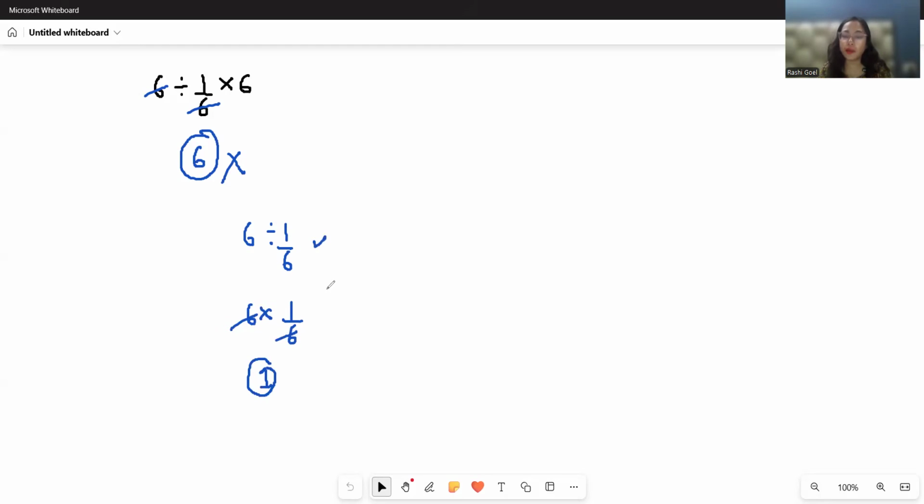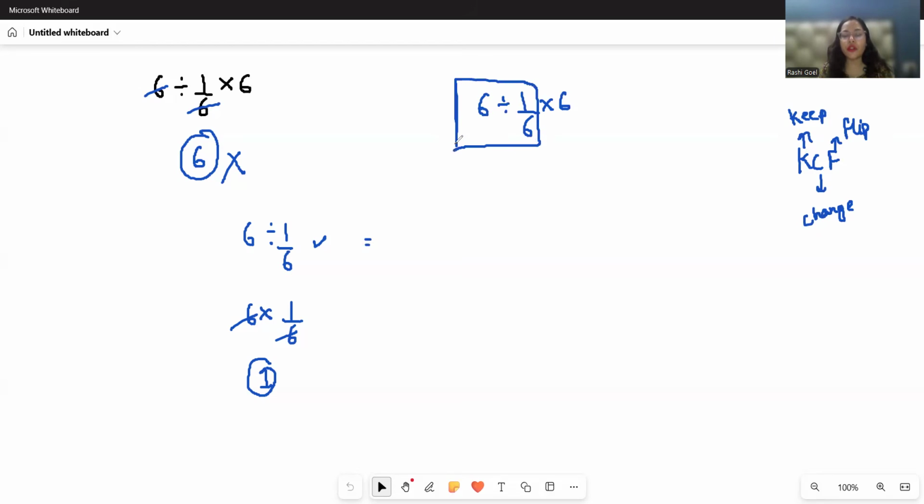But when 6 divided by 1 by 6 is given, you have to follow the KCF rule. So what is the KCF rule? Here K stands for keep, C stands for change, and F stands for flip. So let's apply the KCF rule in this part. Keep the left-hand side, change the symbol from division to multiplication, and flip the right-hand side. Times 6 is left, so 6 times 6 times 6, which is 216. So what is the correct answer? 216, not 6. I hope it's clear and you find it useful. So now let's move forward to the next expression.